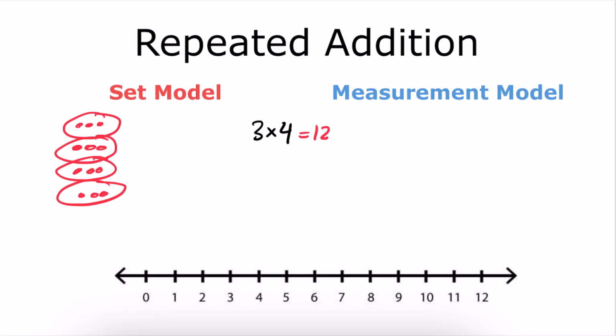If you're showing it with a measurement model, you're going to count by 3s 4 times. So you would go 1 to 3, then 3 to 6, because there's 3 units between each of these. And you would repeatedly add 3 4 times. And that also gives the result that 3 times 4 equals 12. And so that's the repeated addition model for multiplication.